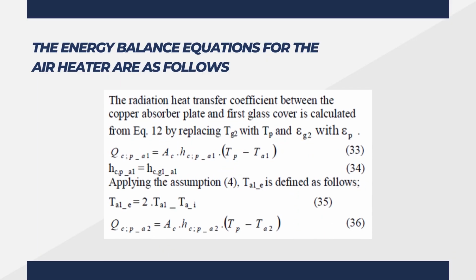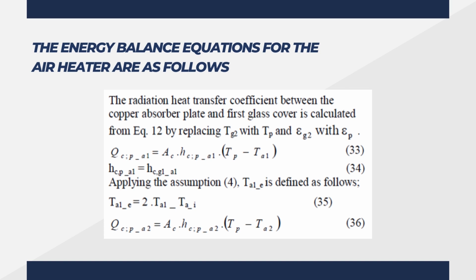The radiation heat transfer coefficient between the copper absorber plate and the first glass cover is calculated by equation number 12, replacing Tg2 with Tp and epsilon g with epsilon p. We can find out the various heat transfer coefficients as shown in equation number 33 and 34. Applying the assumption 4, we can find out the temperature by equation number 35 and heat transfer by equation number 36.